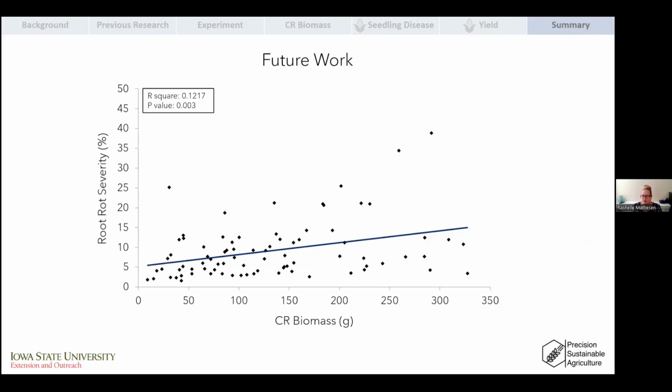this is just a preliminary look at linear regression comparing root rot severity and cereal rye biomass. What we find here is that for the first 2 years, for all the locations, around 12% of the variation in root rot severity is explained by cereal rye biomass. So again, like I said, I might have a webinar in the future that has all 3 years and a lot more information that we can share. I'll be getting to that in the next 6 months.